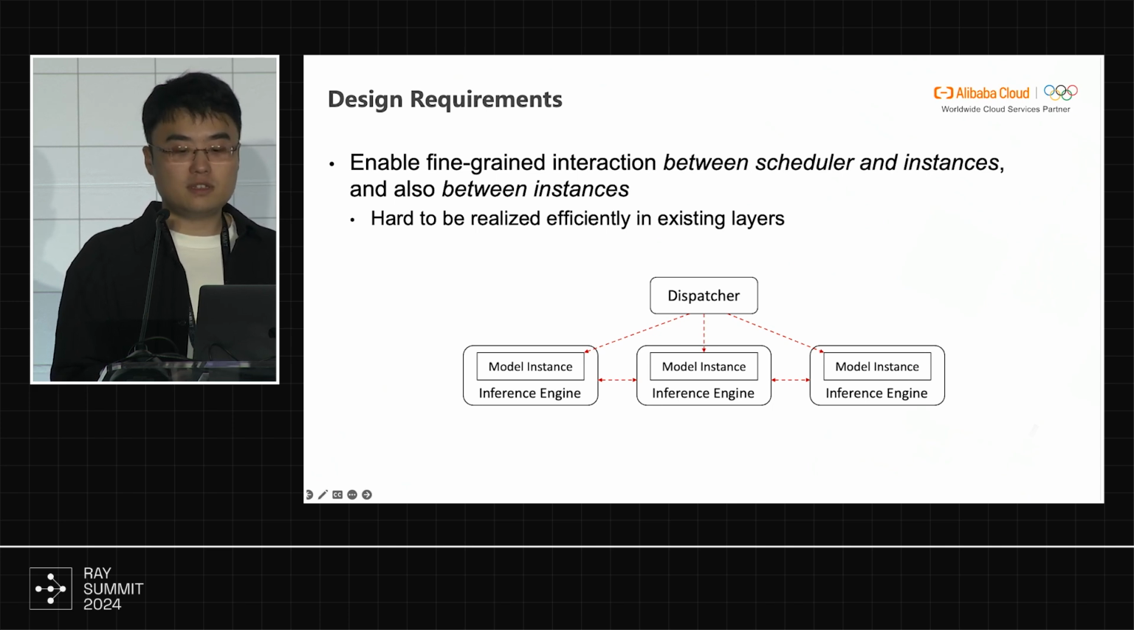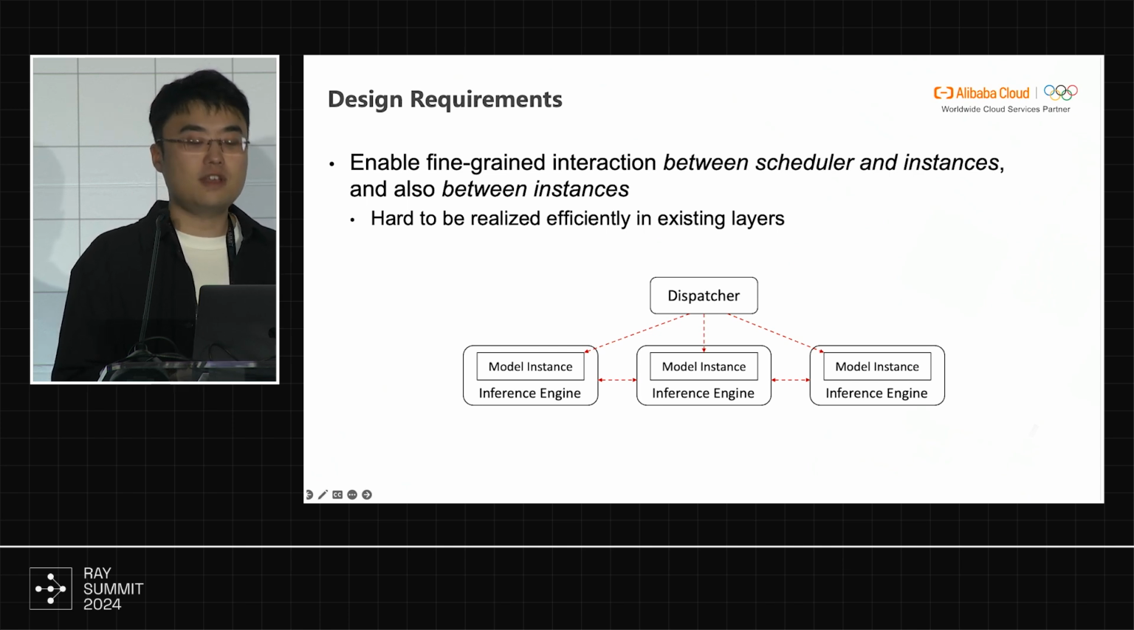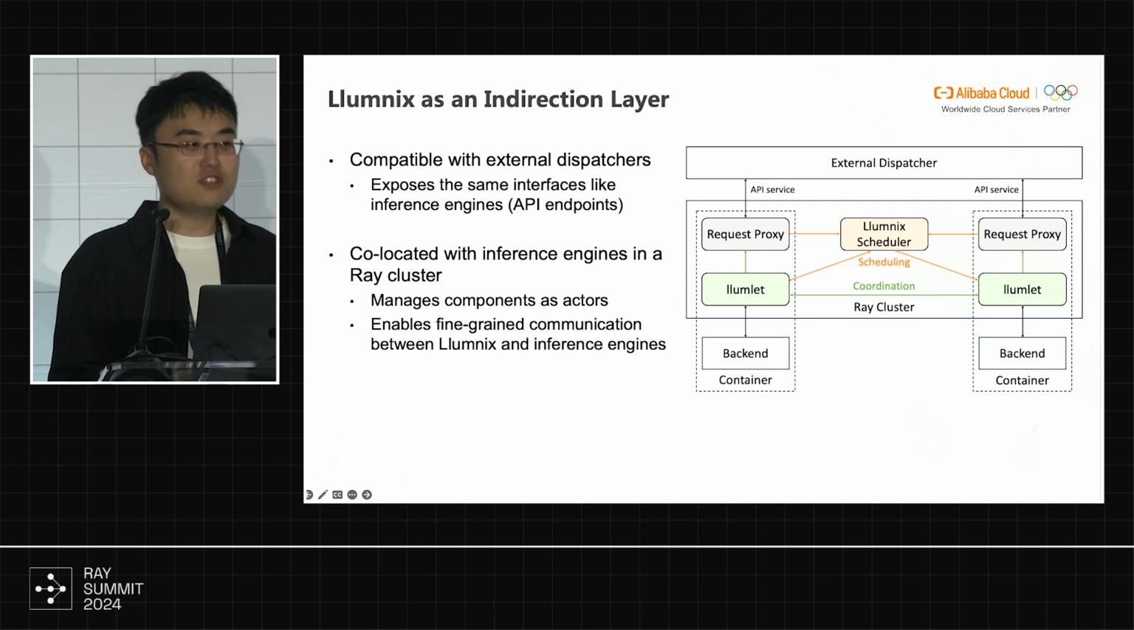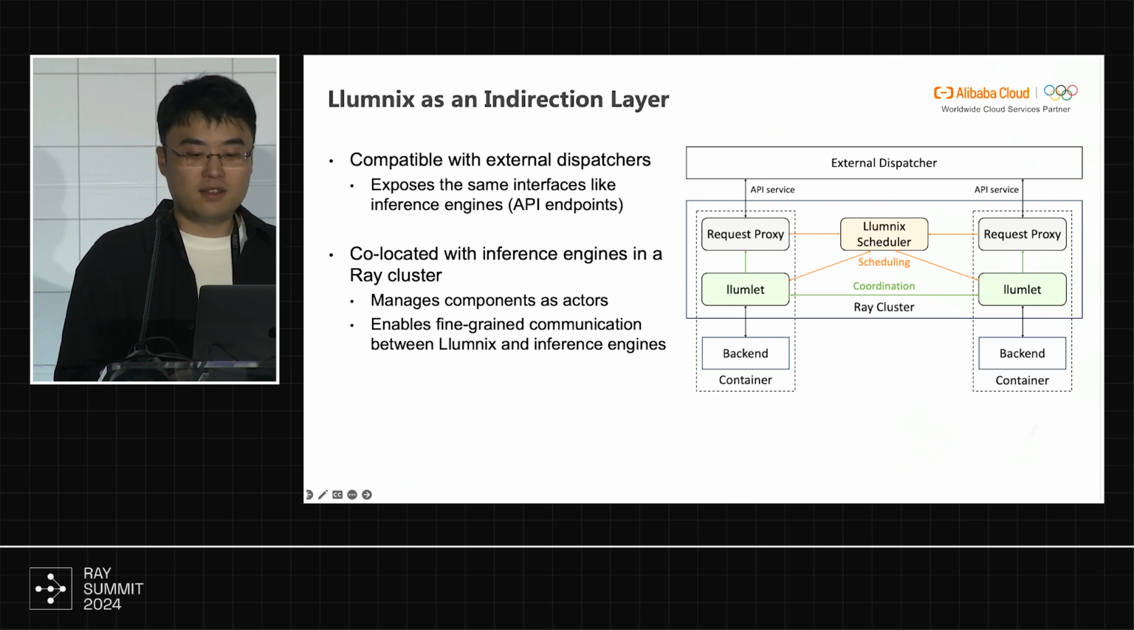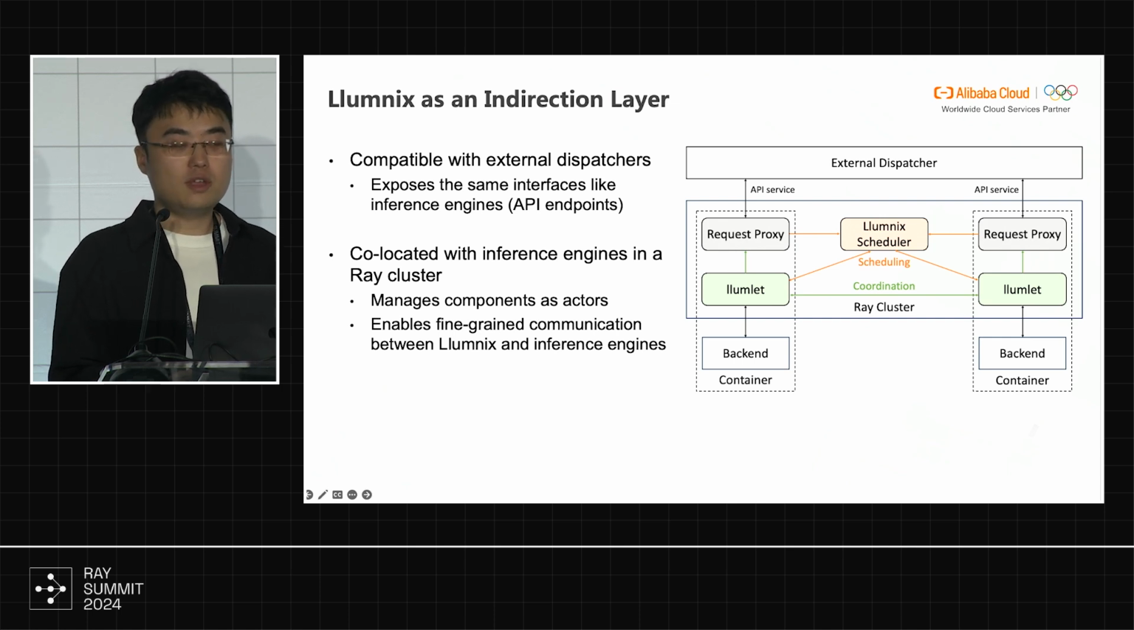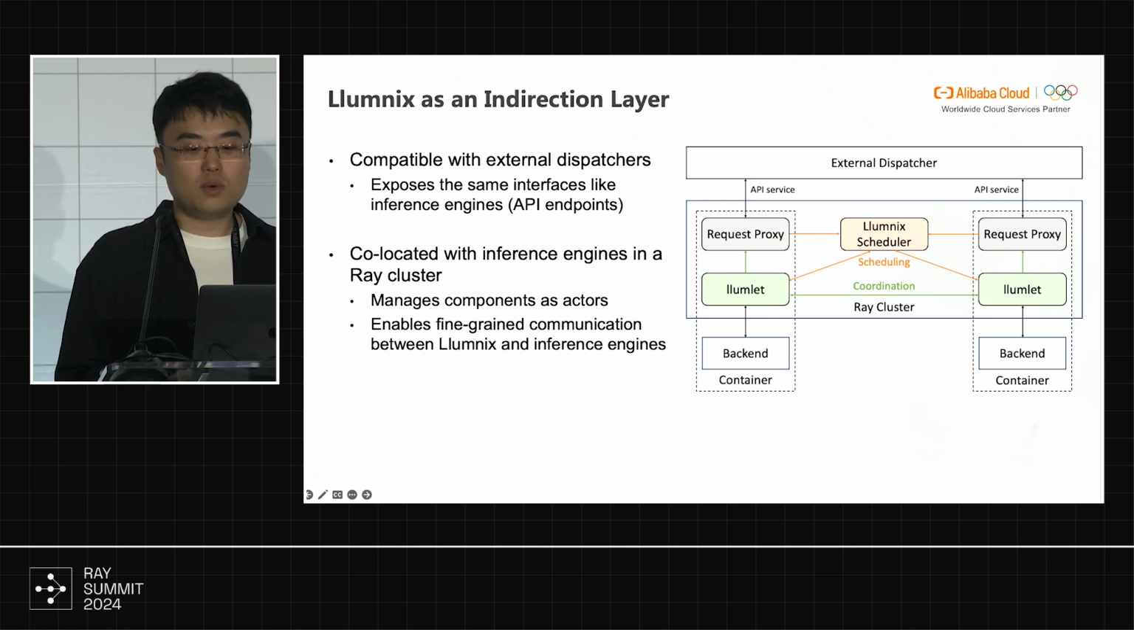However, in existing serving infrastructure, it's difficult to realize our goal. The dispatcher does not have the advanced interfaces, and the instances are totally isolated and cannot communicate with each other. So conventional systems wisdom tells us, if you cannot find a proper layer, then just add an interaction layer, right? So we've chosen to implement Llumnix as an interaction layer between the external dispatcher and the backend engines.